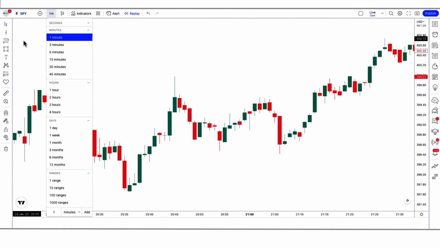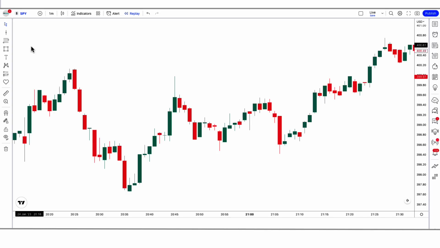We open the SPY 1-minute chart. This strategy works well on the 1-minute time frame, as this strategy is unique, as no one has ever told you about it before. Let us now understand the trading setup.